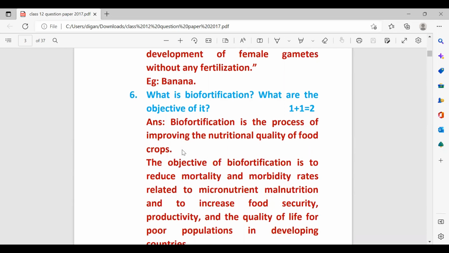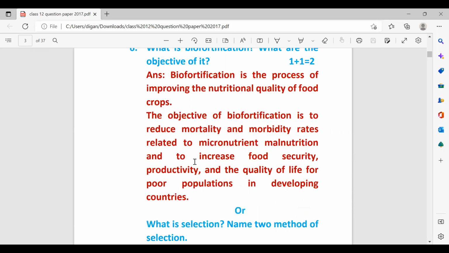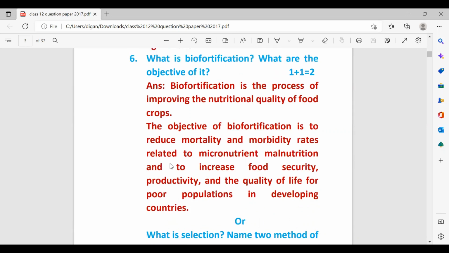One plus one. So biofortification is the process of improving the nutritional quality of food. And what are its objectives? Or if the question comes, what is its significance, then also you have to write the same answer. The significance or objective is to reduce the mortality and morbidity rates related to micronutrient malnutrition, and to increase food security, productivity, and the quality of life for poor populations in developing countries.